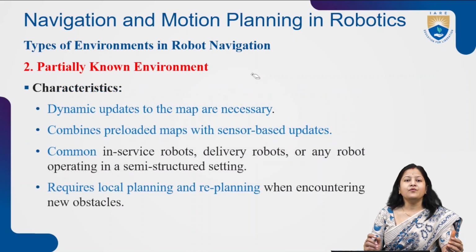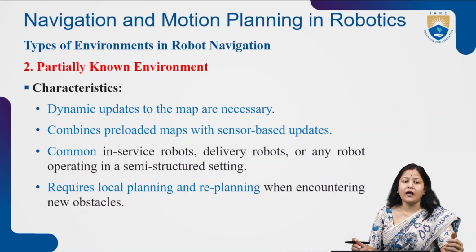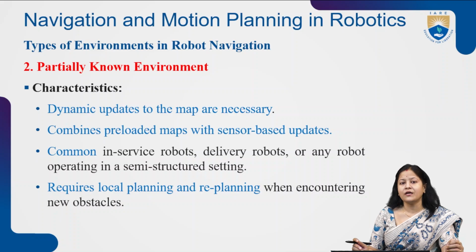And these are the few characteristics of the partially known environment. Dynamic updates to the map are necessary. Mapping will be continuously changing in the dynamic environment. It combines the preloaded maps with sensor-based updates, and is very common in service robots, delivery robots, or any robot operating in a semi-structured setting, and it requires local planning and replanning when encountering new obstacles.